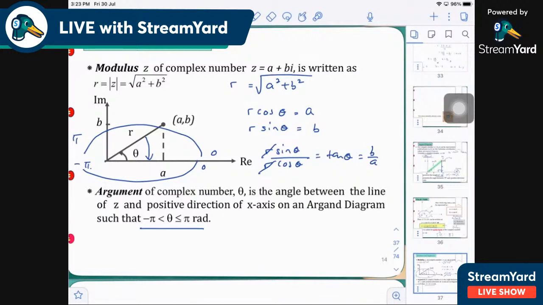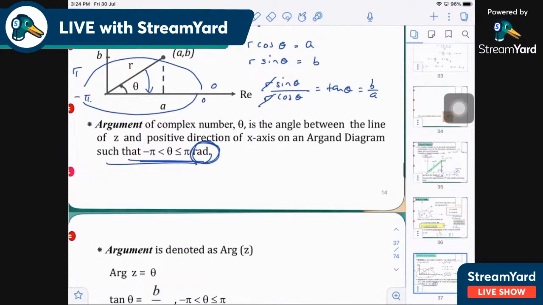So when you see a different book, don't get scared. We follow how the argument is defined in matrices. And it has to be in radian. So make sure your calculator mode is in radian. Okay, so now I think I will try to do a few questions first.